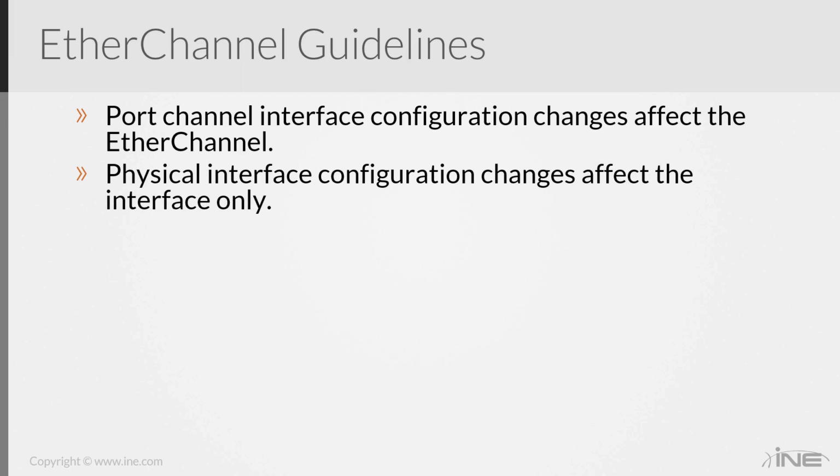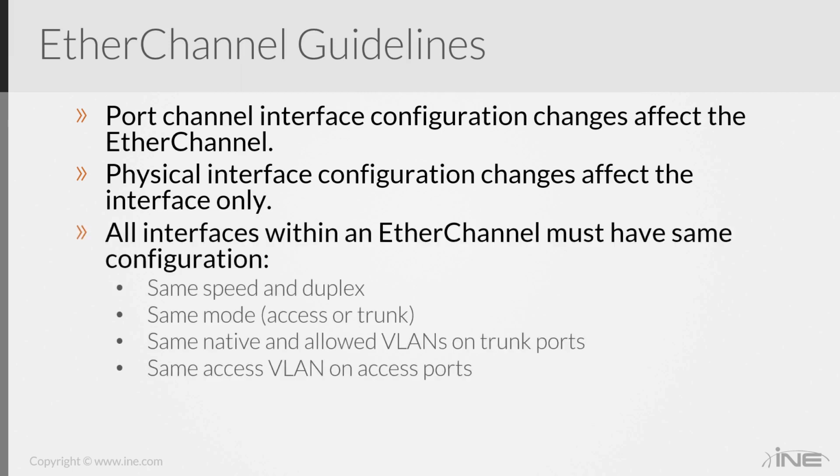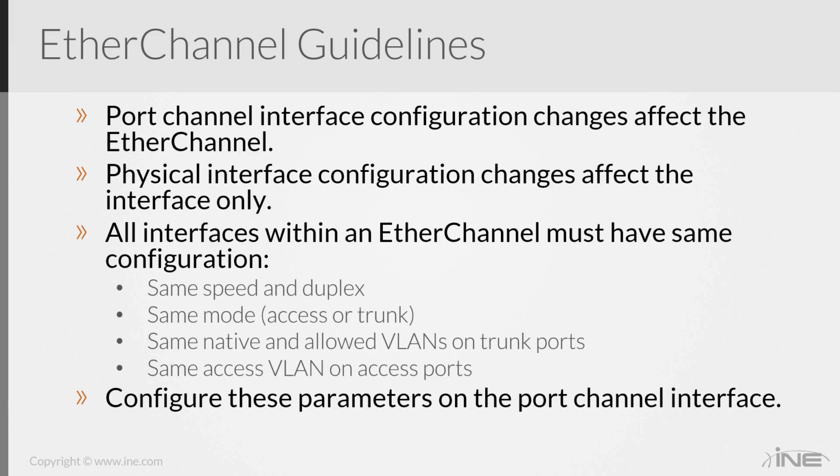The physical configuration changes affect only the interfaces. So if you go to the interface level and you shut down the port, that's not going to shut down the port channel. That's only going to shut down the member port. Some of the things that have to be the same are the same speed and duplex, same mode, access or trunk, same native and allowed VLANs on trunk links, and same access VLAN on access ports. So as long as you have that under control, you're in really good shape. And then you configure these parameters on the port channel interface itself.